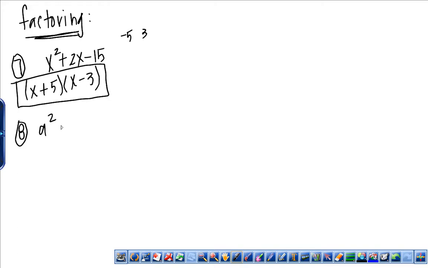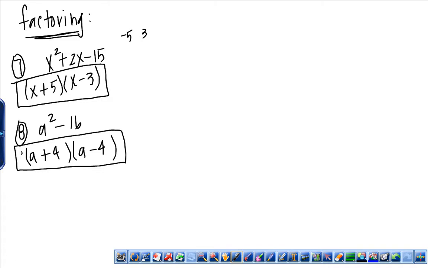When you are working with a difference of squares, remember it's a difference of squares. Factor just like before. You have an a and an a. They factor to a plus 4 and a minus 4. And again, these should be quick things that you should be able to multiply or factor really quick.